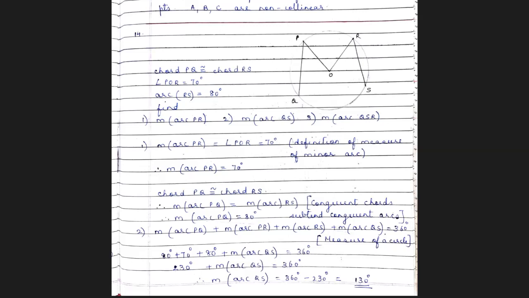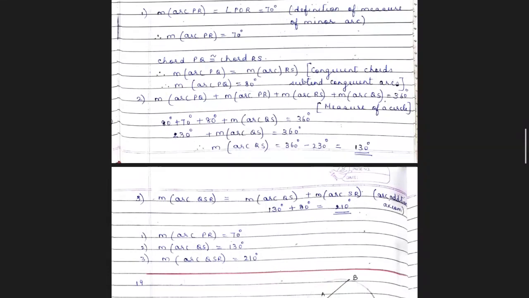Now, measure of the arc PQ plus measure of the arc PR plus measure of arc RS plus measure of the arc QS will be equal to 360 degrees because it is a measure of a circle. Now substituting the values, PQ we know is 80, PR is 70, RS is 80, arc QS, sum of all this is equal to 360 degrees. When you take 230 to the other side, you get measure of arc QS is equal to 130 degrees. So that's the second part of your question. Measure of arc QS is equal to 130.